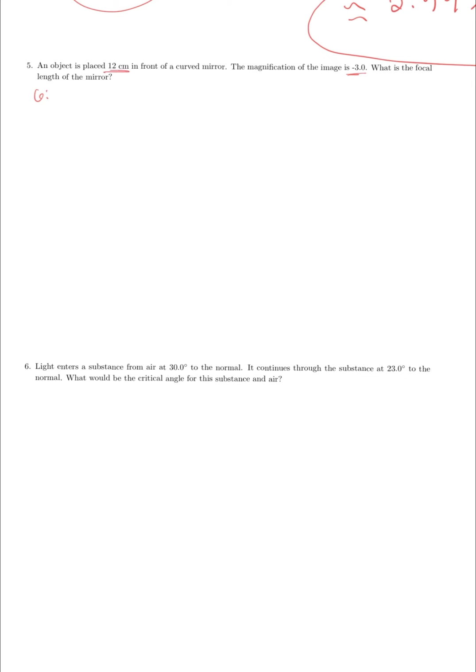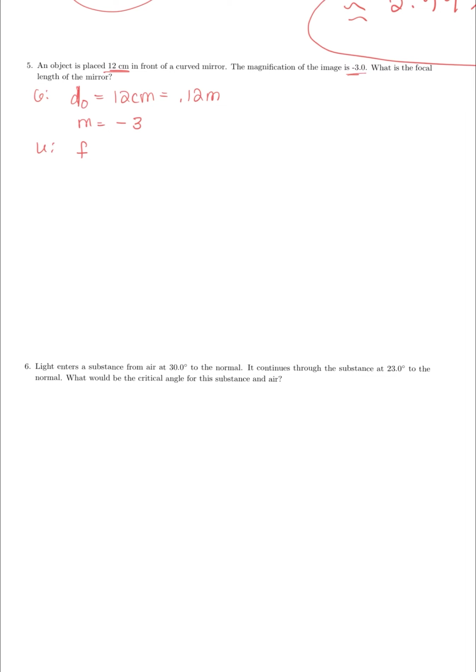Our object is placed 12 centimeters in front of a curved mirror. So that is called the object distance from the mirror. Okay, 12 centimeters. That's going to be 0.12 meters. Magnification is -3. And what we want to know is the focal length. All right, so if we draw a picture real quick, which we don't even really need to do for this, because it doesn't tell us which way it's curved and all that good junk. So let's just use our equations.